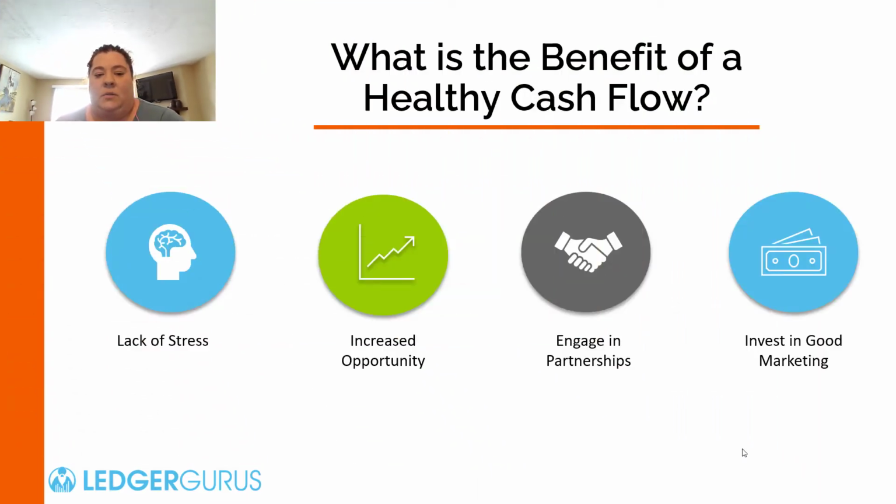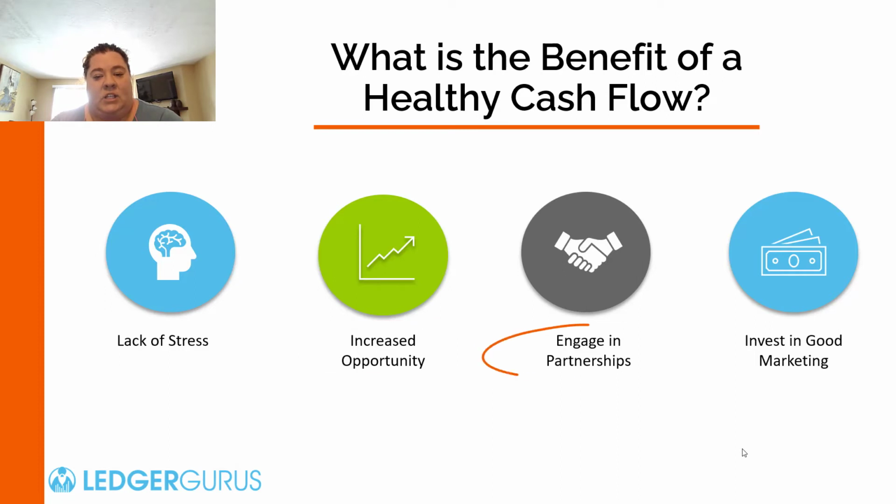Number 1, it gives you lack of stress. If I know now that I'm going to run out of cash 6 months from now, I can take action. Whereas if I don't know that I'm going to run out of cash until 2 weeks before it happens, my options are a lot more limited. Because it allows you to plan for fires and emergencies long before they ever happen, it also increases the opportunity and the things that you can take advantage of.